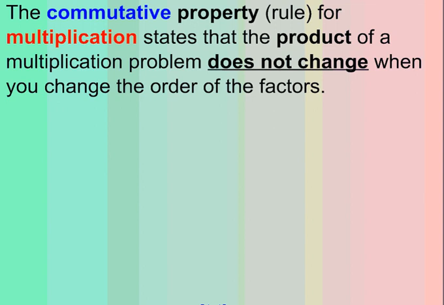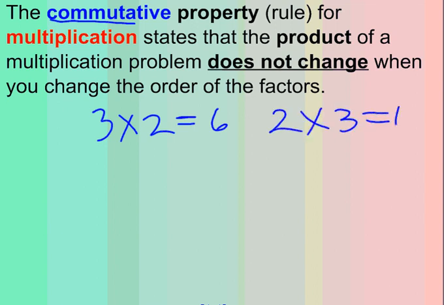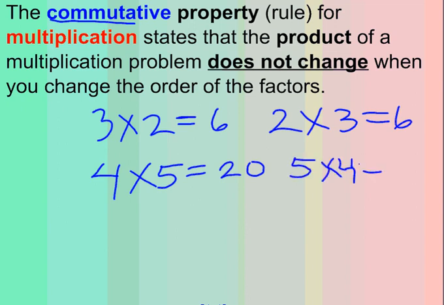So for instance, if I have 3 times 2, I know that equals 6. The commutative property says that I can move or commute. We learned that the word commute means move. I can move my factors 2 and 3, and if I have 2 times 3, that also equals 6. Another example, if I have 4 times 5, that equals 20. I also know because of the commutative property or rule that 5 times 4 equals 20.